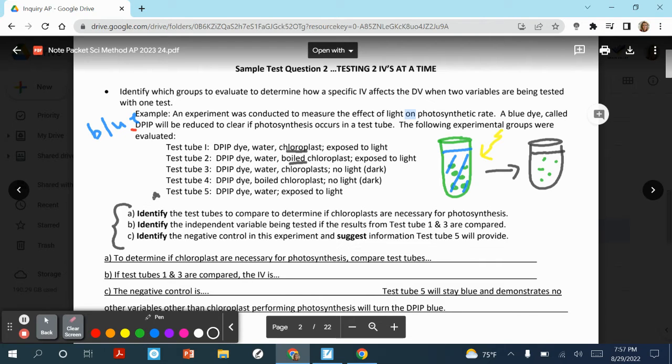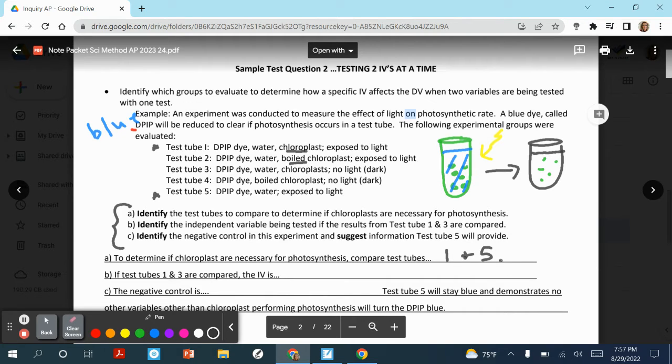Okay. And now we need to compare it to our test tube number 1. Same setup, but we have chloroplast in there, okay? So we would write our answer, and again, we're going to write a complete statement. To determine if chloroplasts are necessary for photosynthesis, we would compare test tubes 1 and 5.